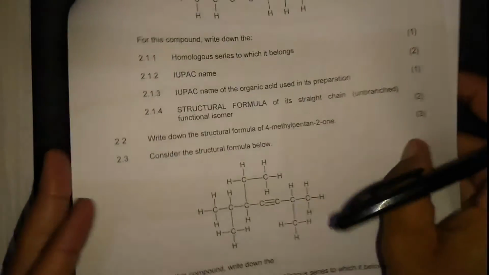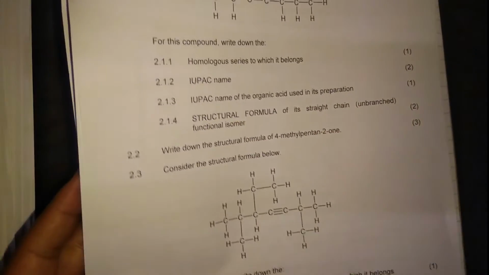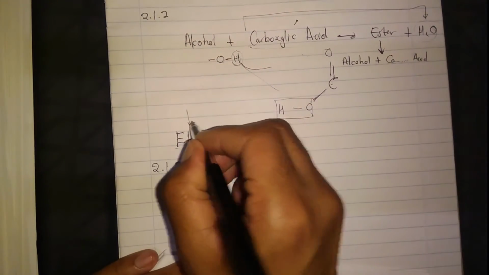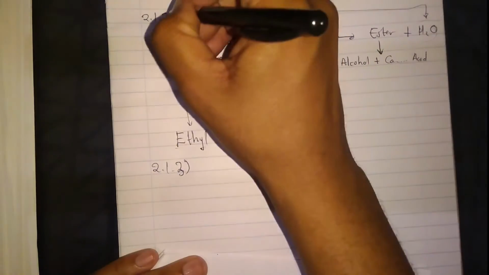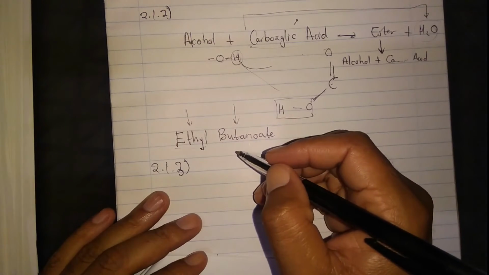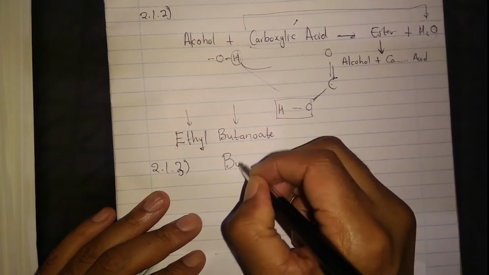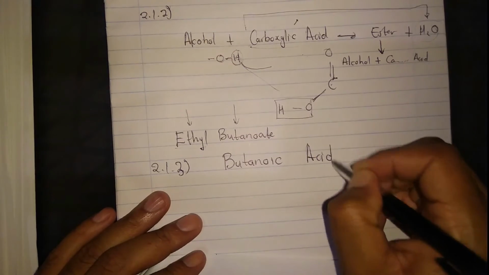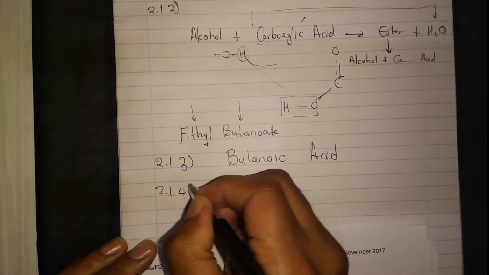2.1.3 now. IUPAC name of the organic acid used in its preparation. So already saying you mentioned la. So this is the alcohol part, and then this is what? The carboxylic part. So therefore the acid used in its preparation is buthanoic acid. It's the buthanoic acid. Now 2.1.4.